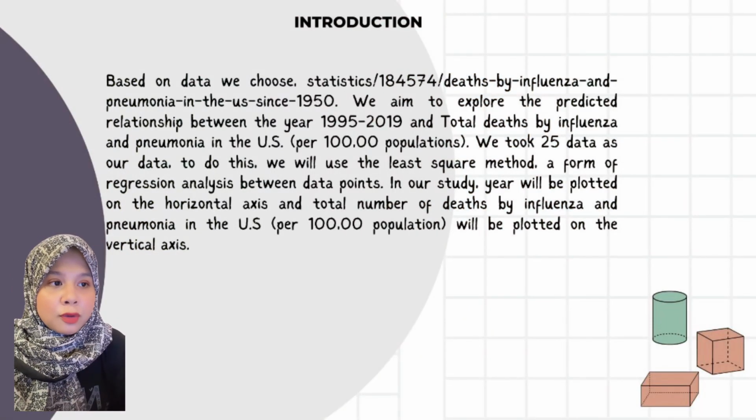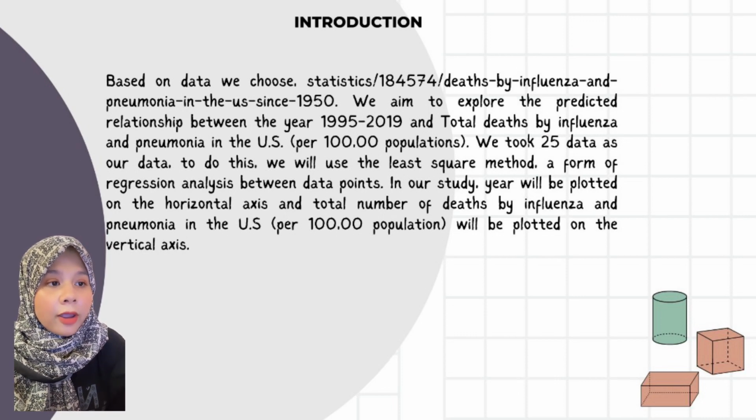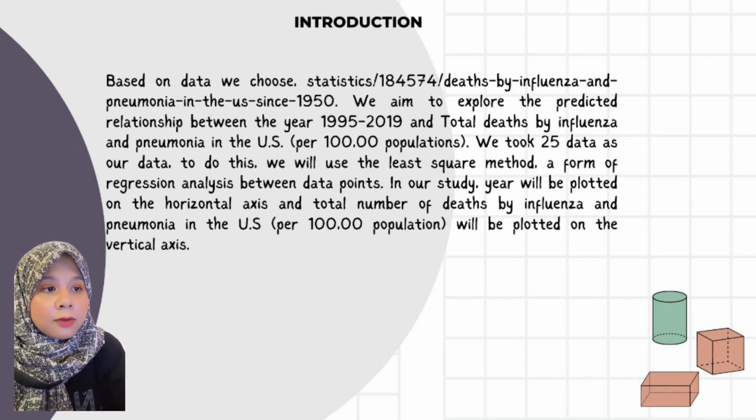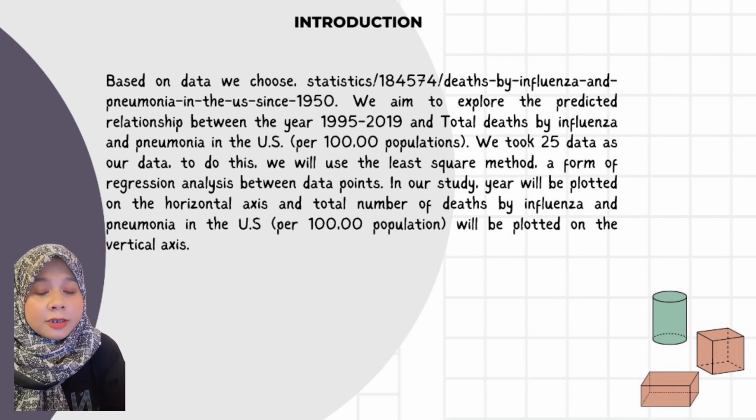Based on the data we chose, we aim to explore the predicted relationship between the year 1995 to 2019 and total deaths by influenza and pneumonia in the US per 100,000 population. We took 25 data points as our data. To do this, we will use the least square method, a form of regression analysis between data points. In our study, year will be plotted on the horizontal axis and total number of deaths by influenza and pneumonia in the US per 100,000 population will be plotted on the vertical axis.